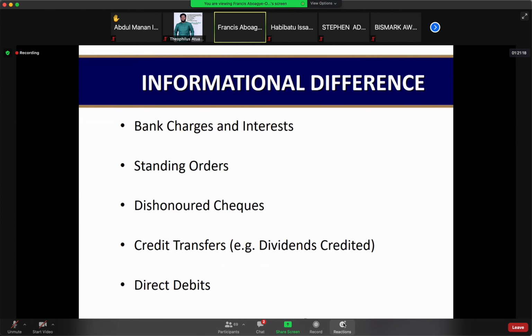Then that could also lead to that kind of situation. So we're talking of an example of where there are dividends. You have shares in the company and the dividends are paid directly to your account. Then that could also lead to a discrepancy between your bank statement balance and your card balance. And you recollect that we have already talked about direct debits. So basically, these are the two main causes: informational difference and timing difference.